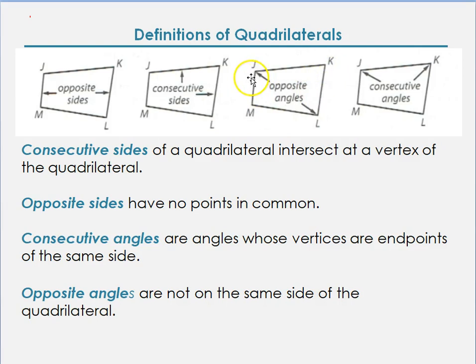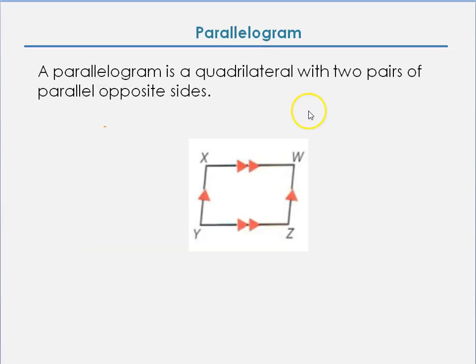To be parallel, they would have to have the same distance between each other. So JM and KL would have to be equal lengths. And that's not true in this figure. But in this figure, they actually tell us that these sides are parallel by using these little arrows. So XY is parallel to WZ. XW is parallel to YZ.